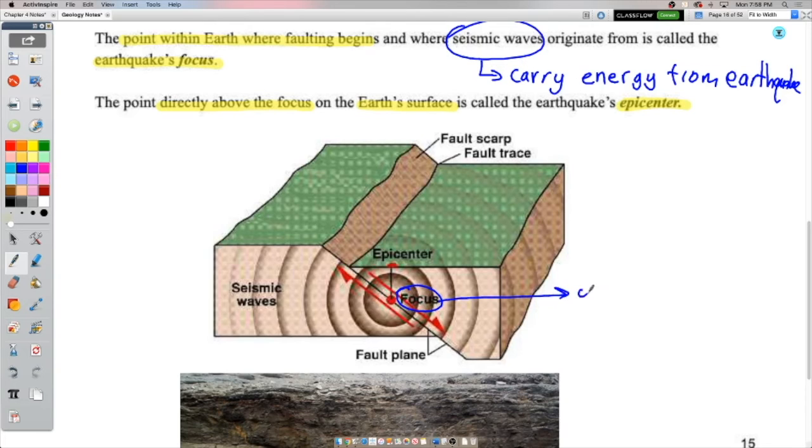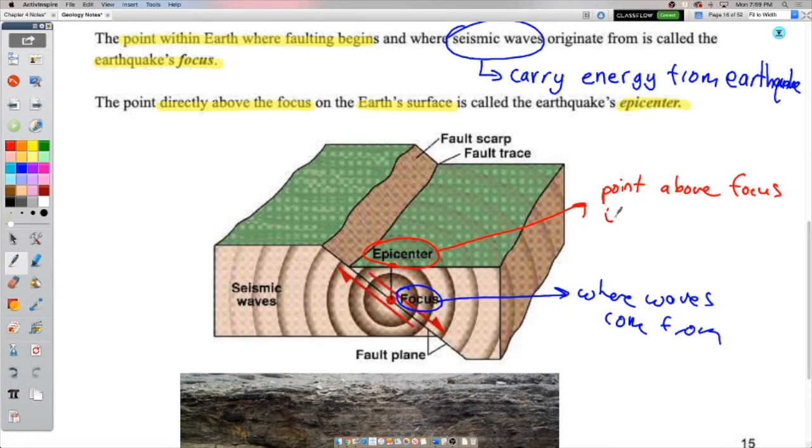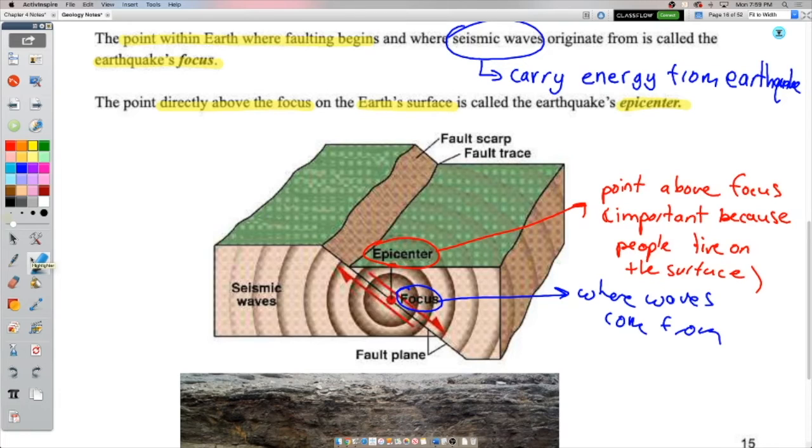Again, the focus is just where waves come from. The epicenter is the point above the focus. And it's important because people live on the surface, right? It kind of goes without saying. People live on the surface of the earth. They don't live within the earth, except for the mole men.